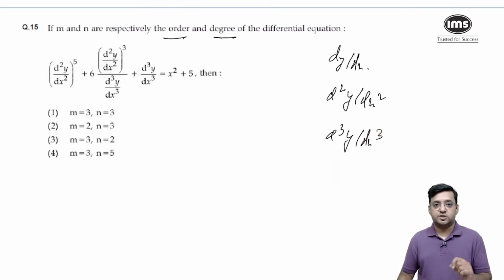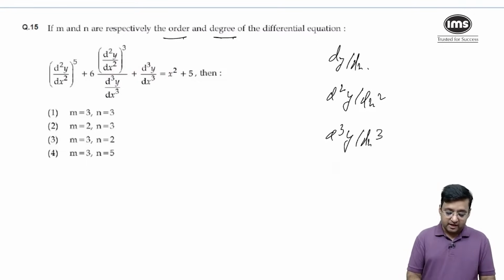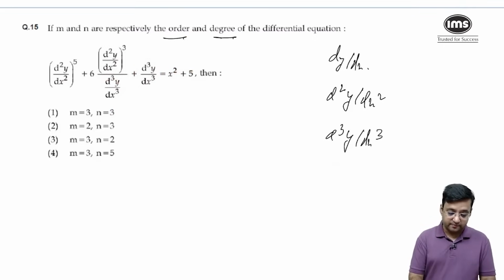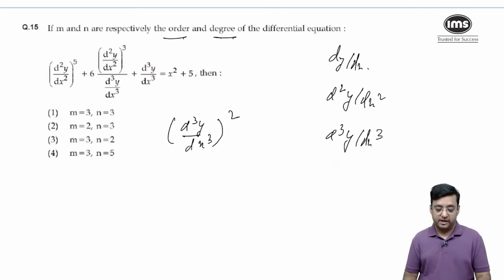We are looking first for the order. Now the order is 3, correct? But this is not our answer. Suppose this is A and this is also A. When we take LCM, this will become A square. So this will become xy dx cube whole square, correct? Same as if we read this as A and this is A, when we take LCM, this will become A square.